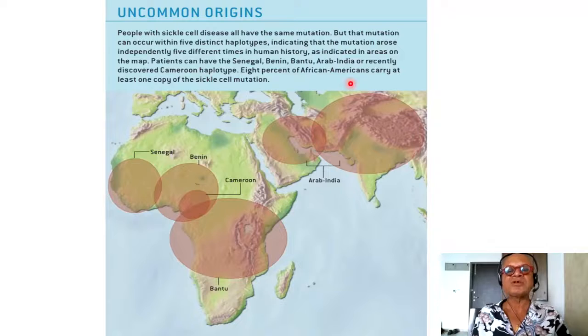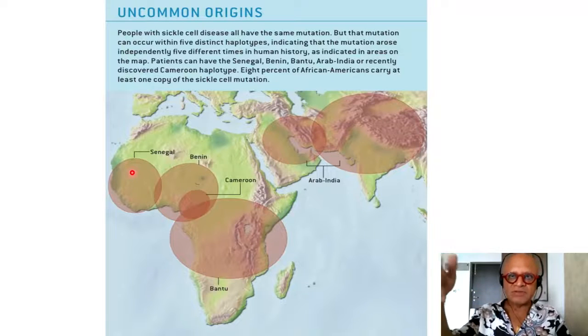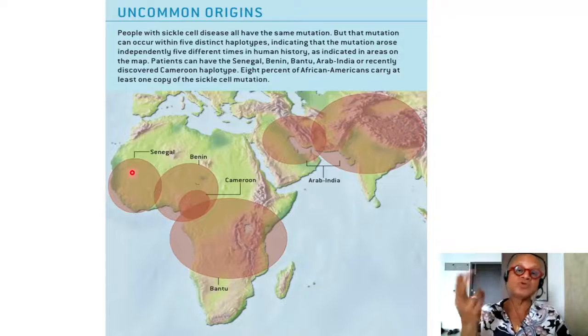8% of African Americans carry at least 1 copy of the sickle cell mutation, which should help them against malaria, and survival rate should be high, which means they keep spreading it as opposed to those who have 2 copies and don't survive. So there is one population, Senegal, Cameroon, Bantu, Arab India, and so on and so forth.